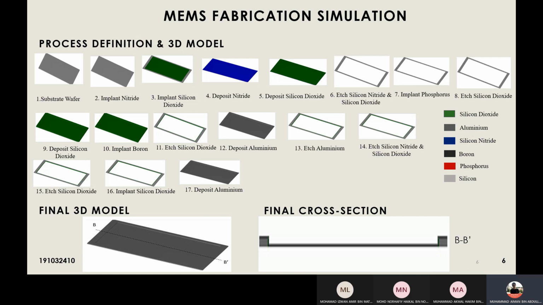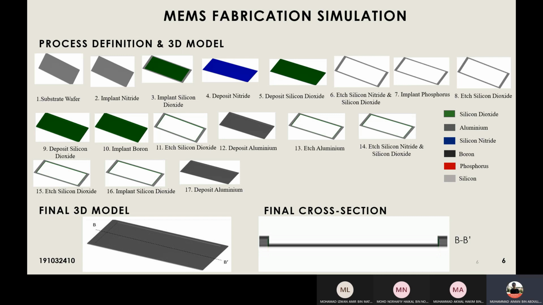After that, we deposit silicon dioxide. We implant the boron, and the next step is we etch the silicon dioxide and we deposit aluminium. Okay, step number 13 is we etch the aluminium, and we etch the silicon nitride and silicon dioxide. After that, we etch the silicon dioxide, we implant the silicon dioxide, and we deposit the aluminium.